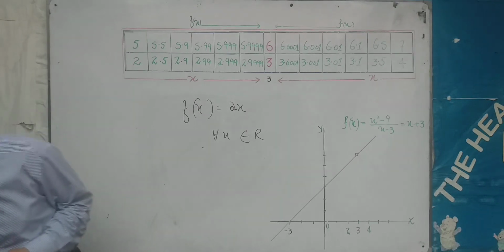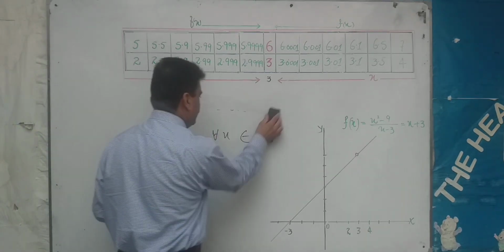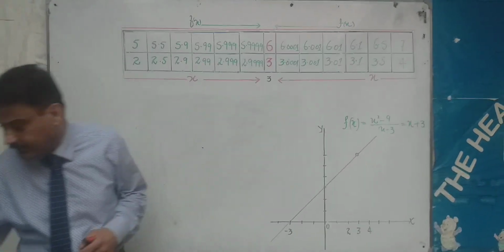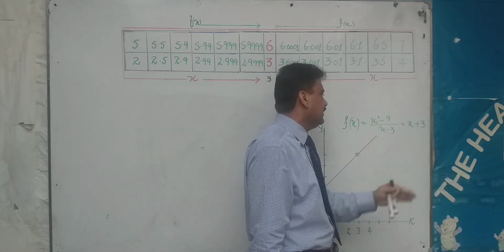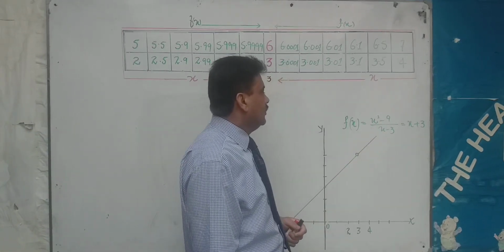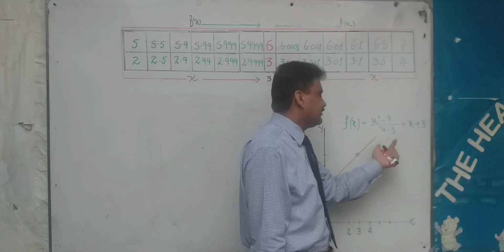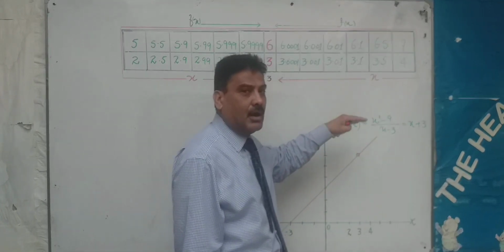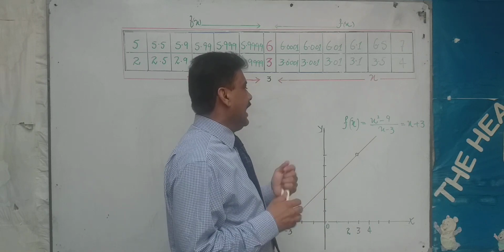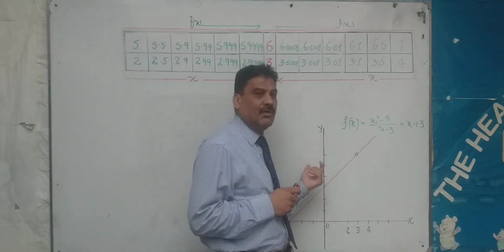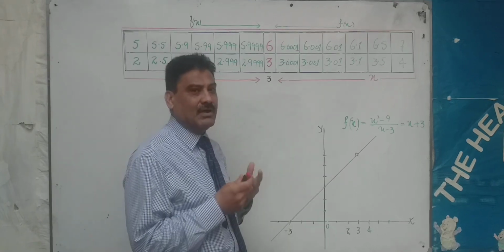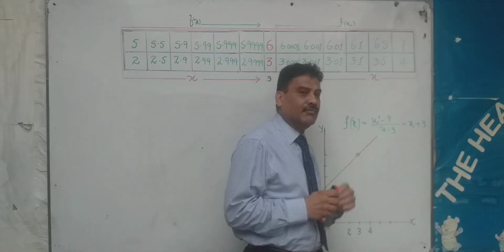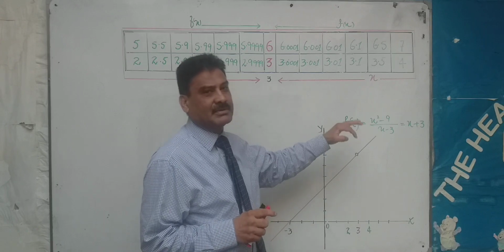Suppose we have a curve, our function f of x equal to x square minus 9 over x minus 3. You see, when we take x equal to 3, the function becomes undefined, and we cannot find the value of the function at x equal to 3. Now, how can we find the value of the function at x equal to 3? For the same purpose, we find the limit of the function.